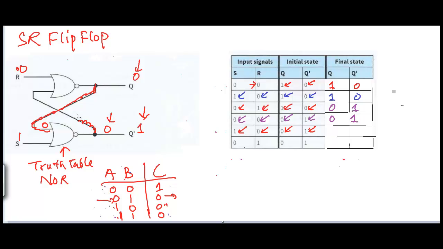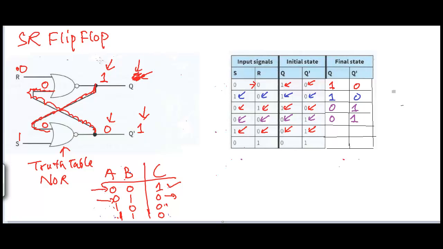So this 0 is going to be fed back, right? So now we have 0 0 at the input. When we have 0 0 at the input, we get 1 as the output. So this time we're getting a 1 here. Okay, previously the state of Q was 0, but this time the state of Q has changed to 1.